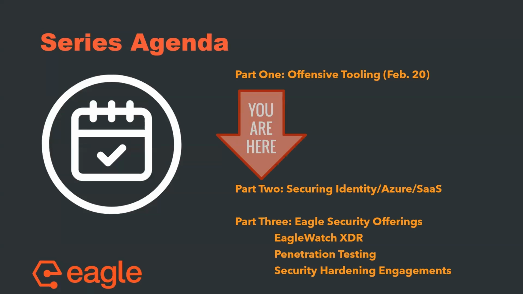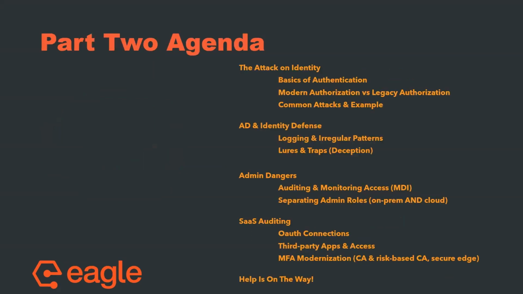Instead of focusing on some of that on-prem security, we're going to be talking about securing identity, Azure, and SaaS. And then in part three, we're going to tie together everything we were showing in part one and two, and show how we've got that bundled into some solutions and give you some outcomes. So here's the agenda for today.